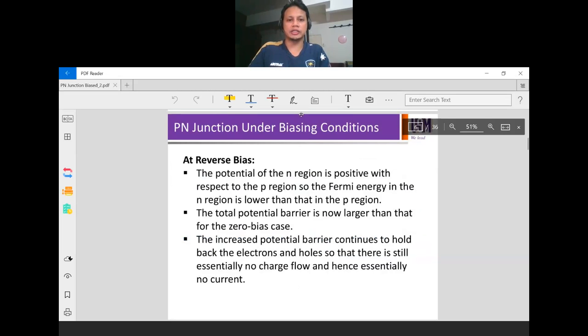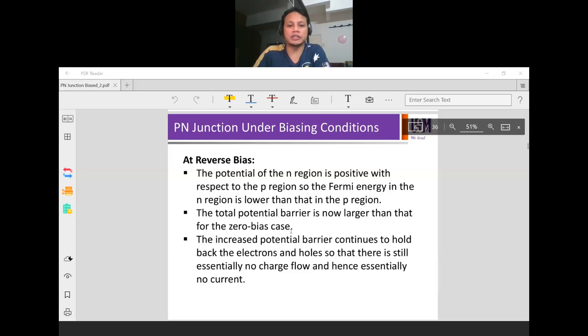So this slide is actually the summary of what we've discussed in the previous slide. Okay, so let's look at the reverse bias. The potential of the N region is positive with respect to the P region, so that the Fermi level in the N region is lower, right? This explains the split of the Fermi level. So the potential of the N region is positive at reverse bias, but opposite polarity. When the potential of the N region is positive with respect to the P region, the Fermi level of the N region is lower than that in the P region. Potentially more positive, then the Fermi level is lower.